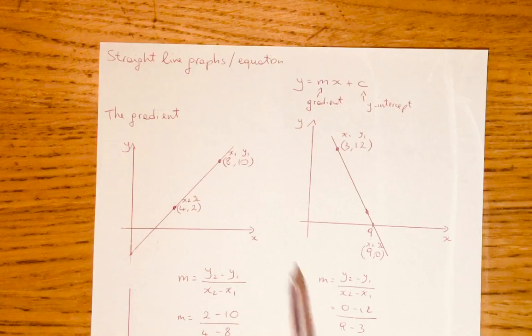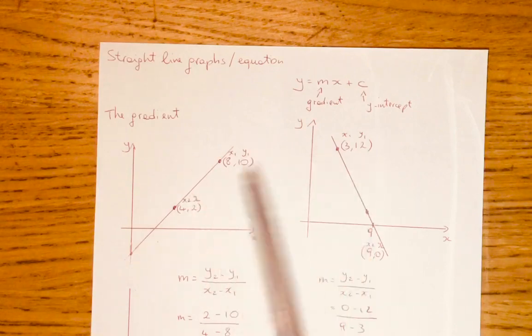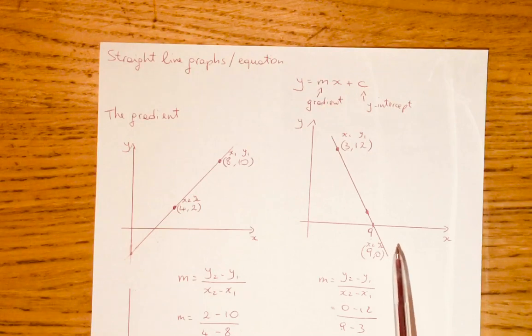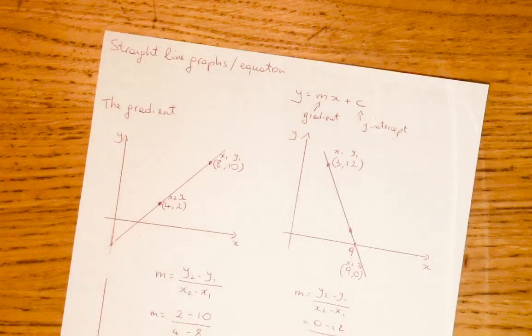Now what I want you to notice here is that one gradient was positive and that gradient was negative, and you can see the difference in the lines as well. This one goes from left to right, and you will expect to get a positive number. The other goes from right to left, and you will expect to get a negative number. So just by looking at the graphs, you can have an expectation of what kind of gradient you are going to get.